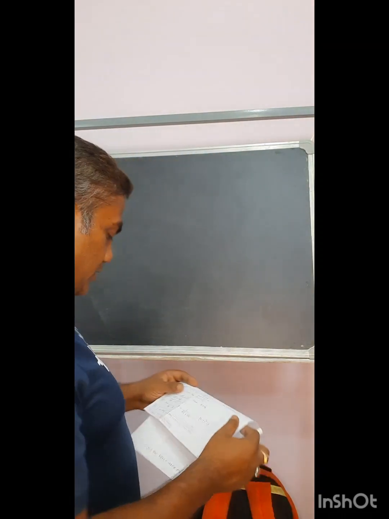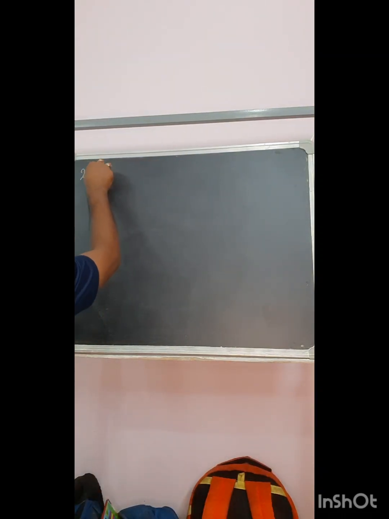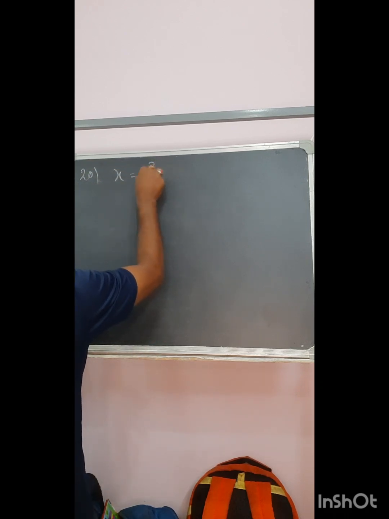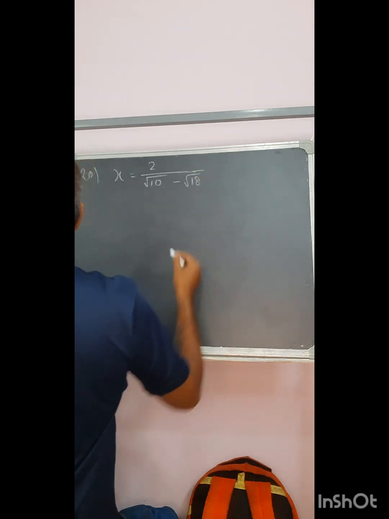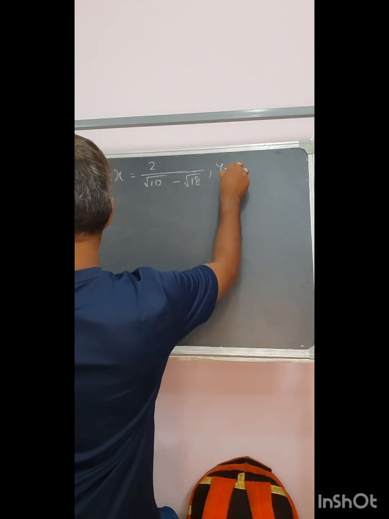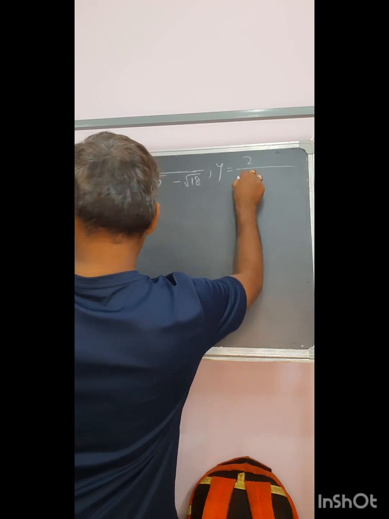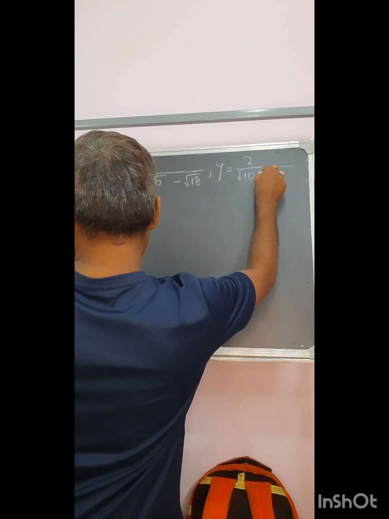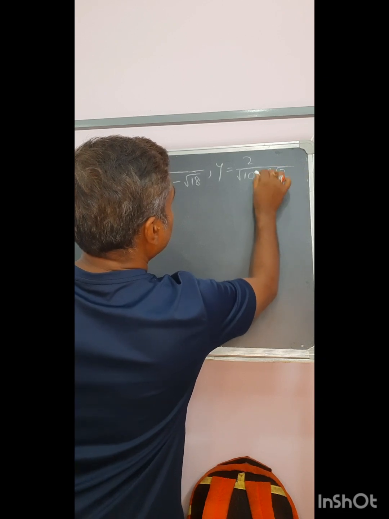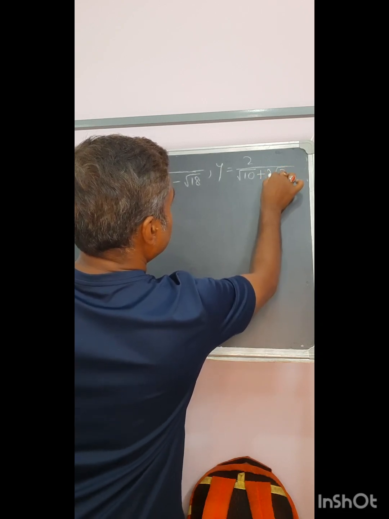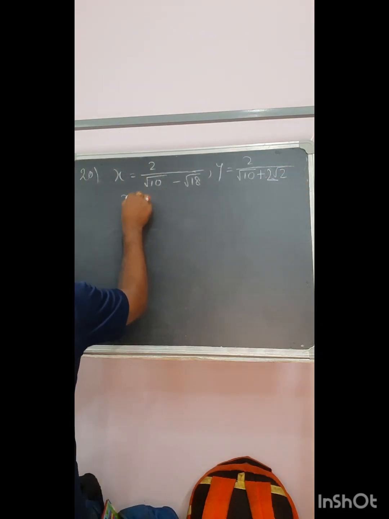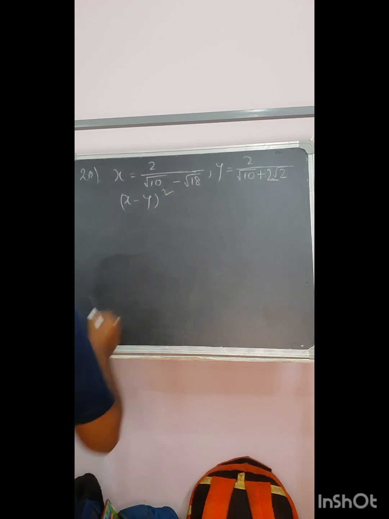Till now I have explained 19 problems, and further I will start from problem number 20. Problem number 20 says: if x is equal to 2 upon root 10 minus root 18, and y is equal to 2 upon root 10 plus 2 root 2, then find (x minus y) whole square. What is the value of that?